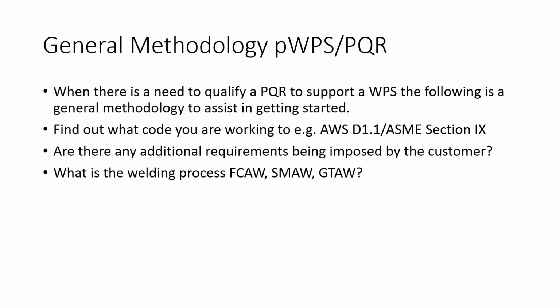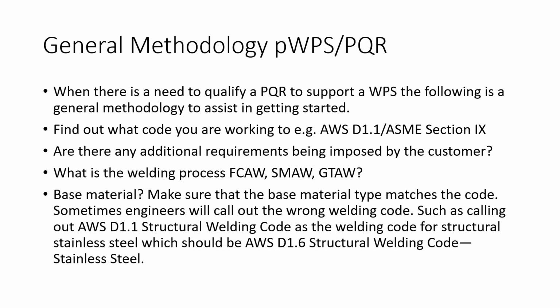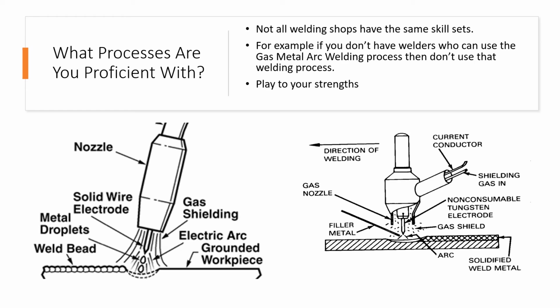What welding process are you going to use? Stick, flux core, TIG welding? What do you got going on? Figure that out. And then, make sure the base material that is called out by the customer matches the code you're going to be working to. You're not going to do a stainless steel weld to an AWS D1.1, which is a structural welding code. So make sure everything matches up.